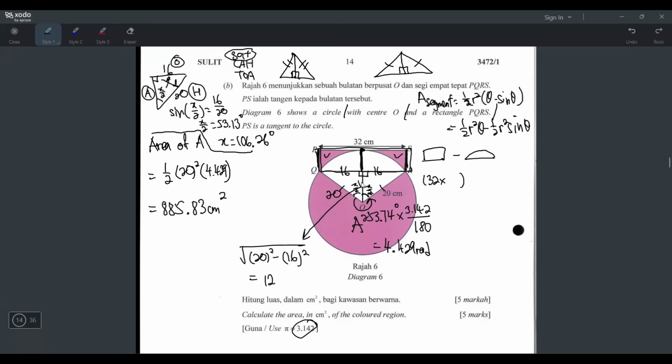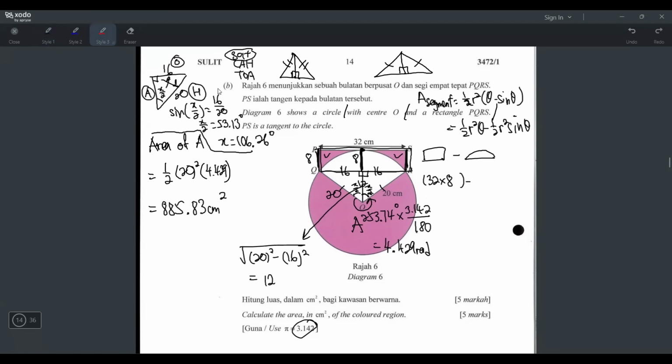And that means here to here is 12, right? But I told you already, the whole line here is the radius, which is 20. So 20 minus 12 is 8. That means the width of the rectangle is 8. Okay, so this is the area of rectangle. But we have to minus the area of segment.